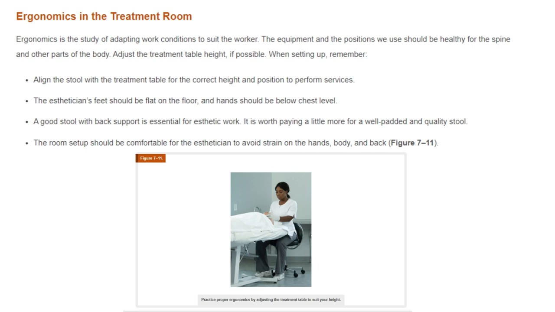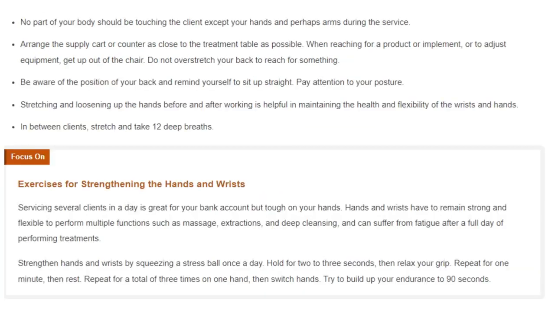The room setup should be comfortable for the esthetician to avoid strain on the hands, body, and back, Figure 7.11. No part of your body should be touching the client except your hands and perhaps arms during the service. Arrange the supply cart or counter as close to the treatment table as possible. When reaching for a product or implement, or to adjust equipment, get up out of the chair. Do not overstretch your back to reach for something. Be aware of the position of your back and remind yourself to sit up straight. Pay attention to your posture.